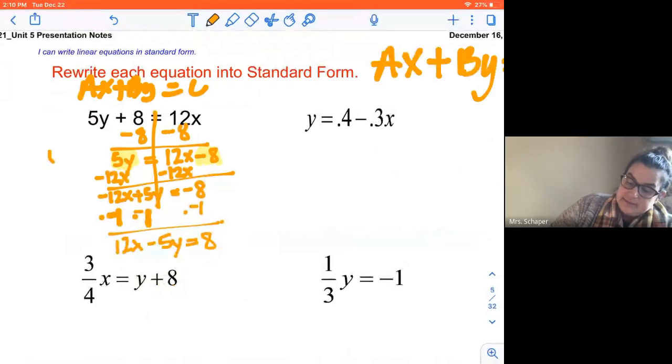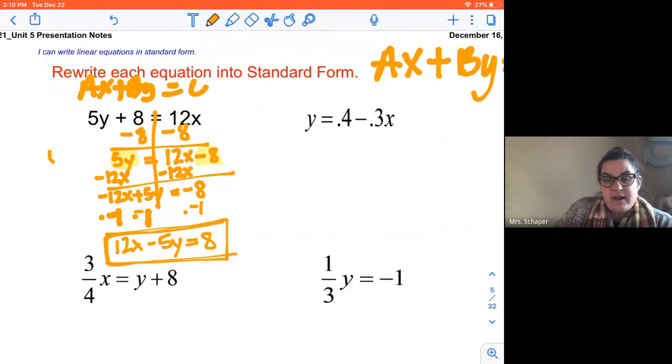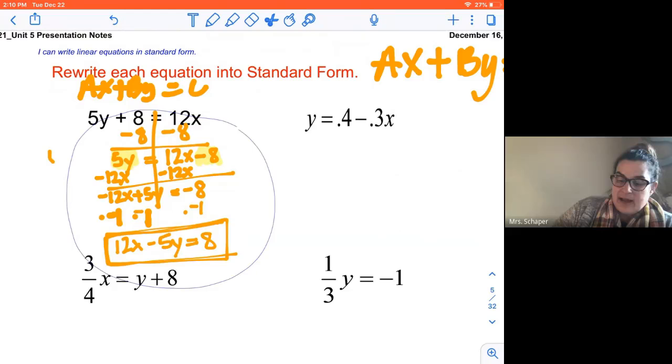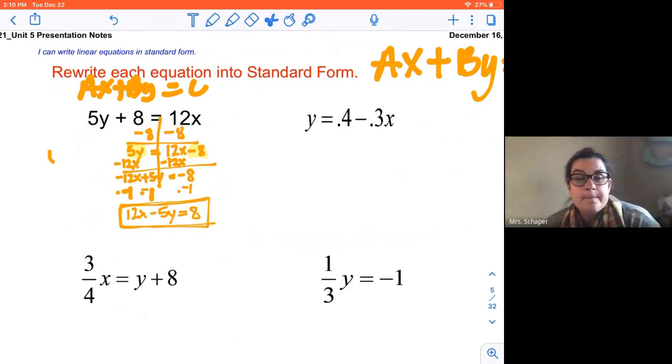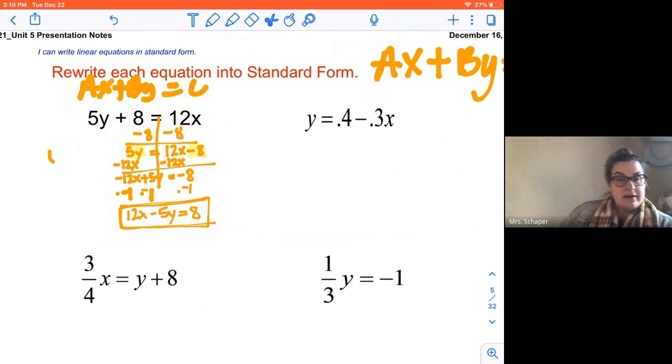So this is my final answer. I'm rewriting this equation in a form called standard form. It puts x and y on the same side and the constant on the other side. That's the first one. Okay.